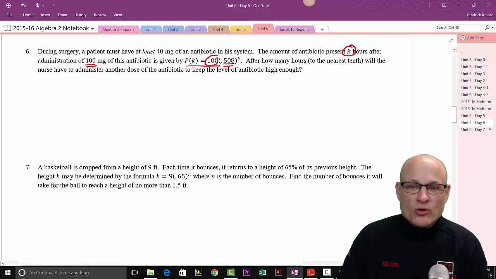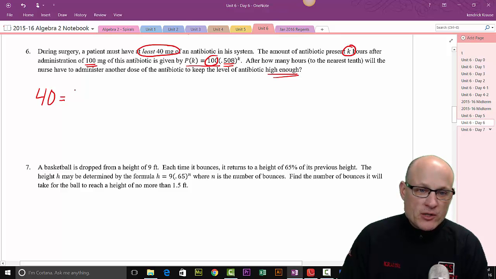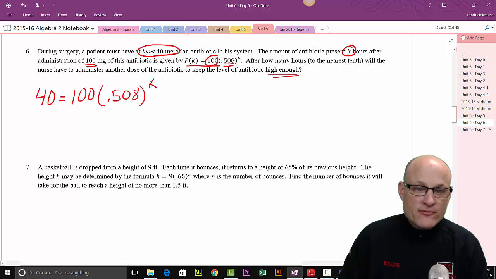How many hours to the nearest tenth will the nurse have to administer another dose of this antibiotic to keep the level high enough? Well, what is high enough? It has to be at least 40. So our end result is it has to be 40. So 40 equals 100 milligram dose to start with, 0.508 to the K. That's the formula.